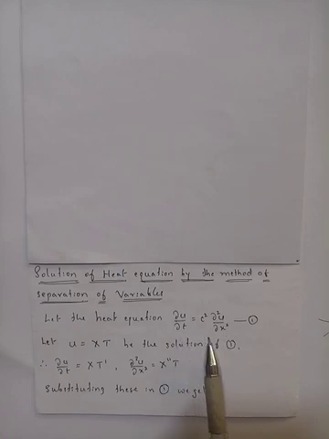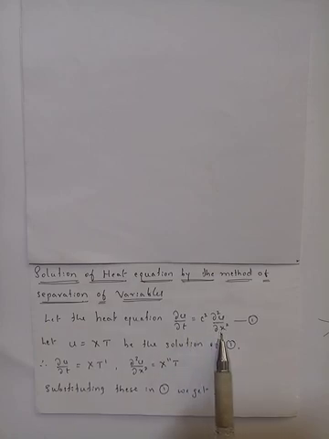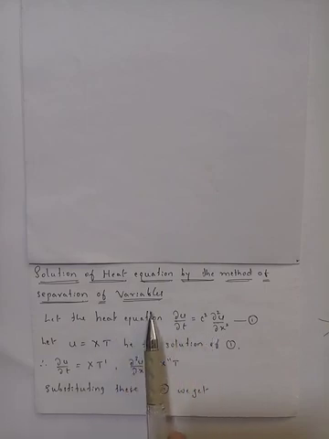Okay, and see the nature of this PDE here. This PDE is homogeneous, where u is the dependent variable, x and t are the independent variables, homogeneous and containing two independent variables. So as we discussed in the previous video, we find the solution of this heat equation by the method of separation of variables.